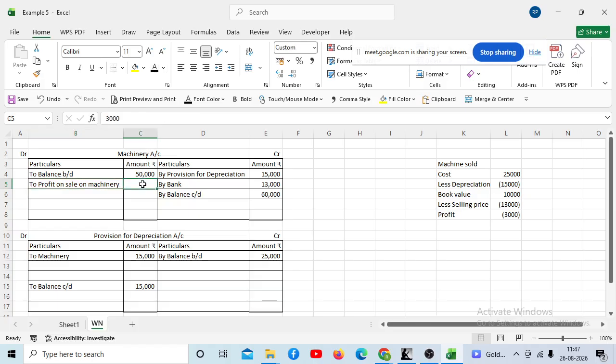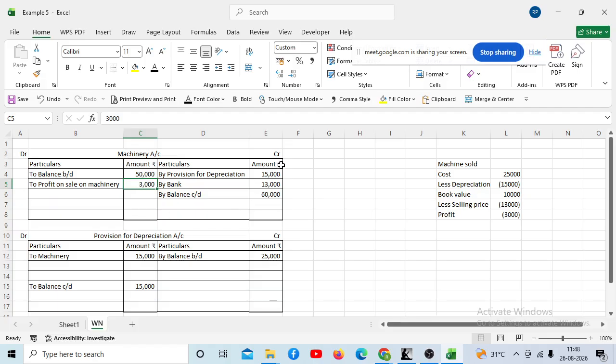To profit on sale of machinery. How much is it? 3,000. Clear? Now see, the second effect of this would have gone in the operating activity. We would have subtracted it from operating activity. But since in this question they are telling us to prepare only the investing activity, we are not giving the second effect of this transaction. Now everything is completed.